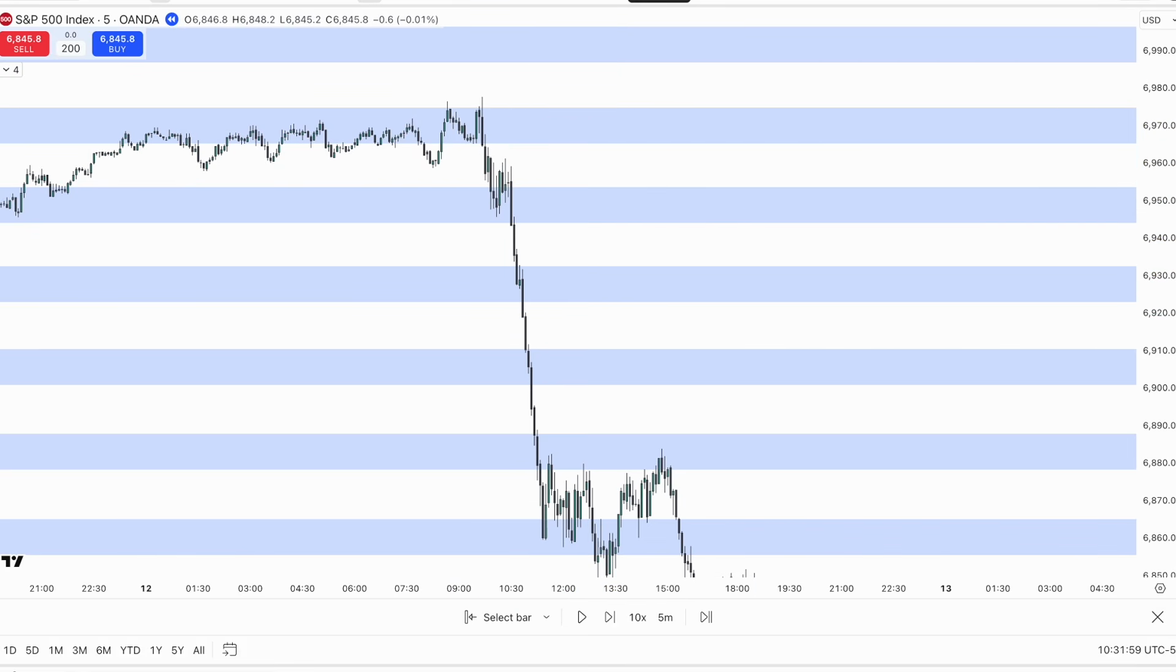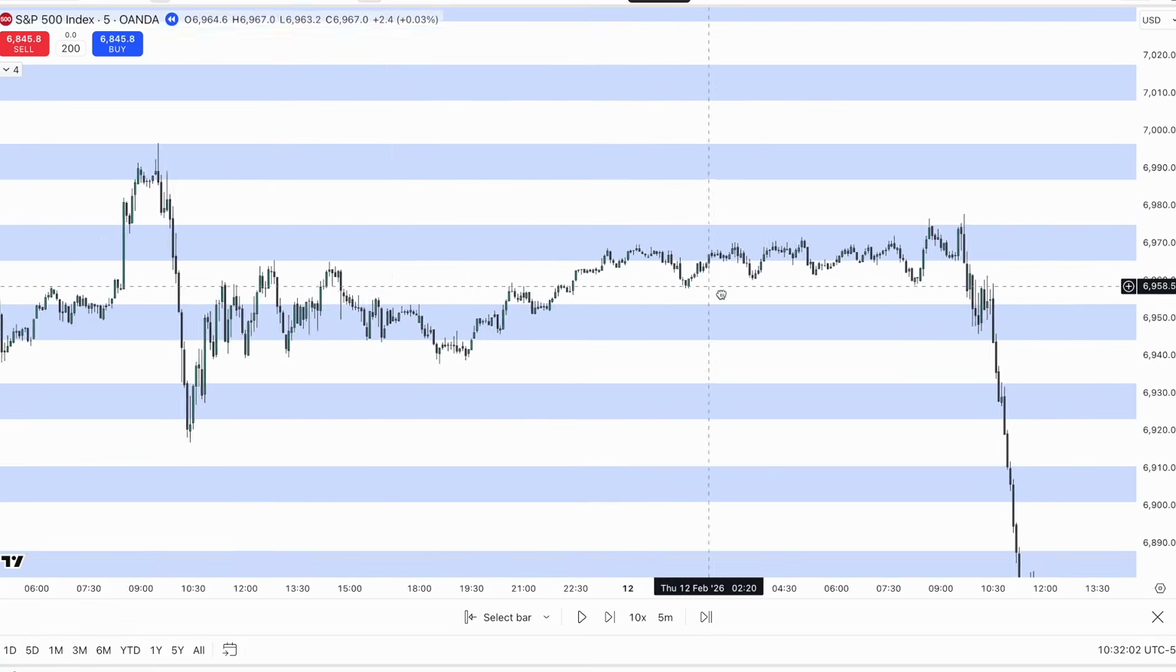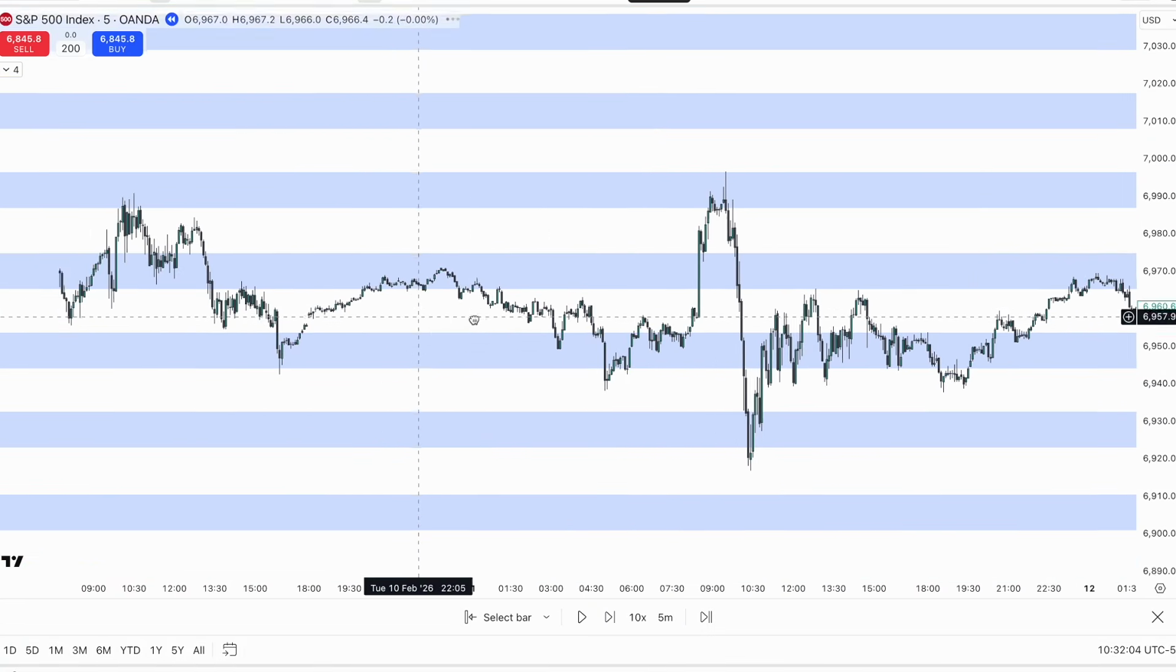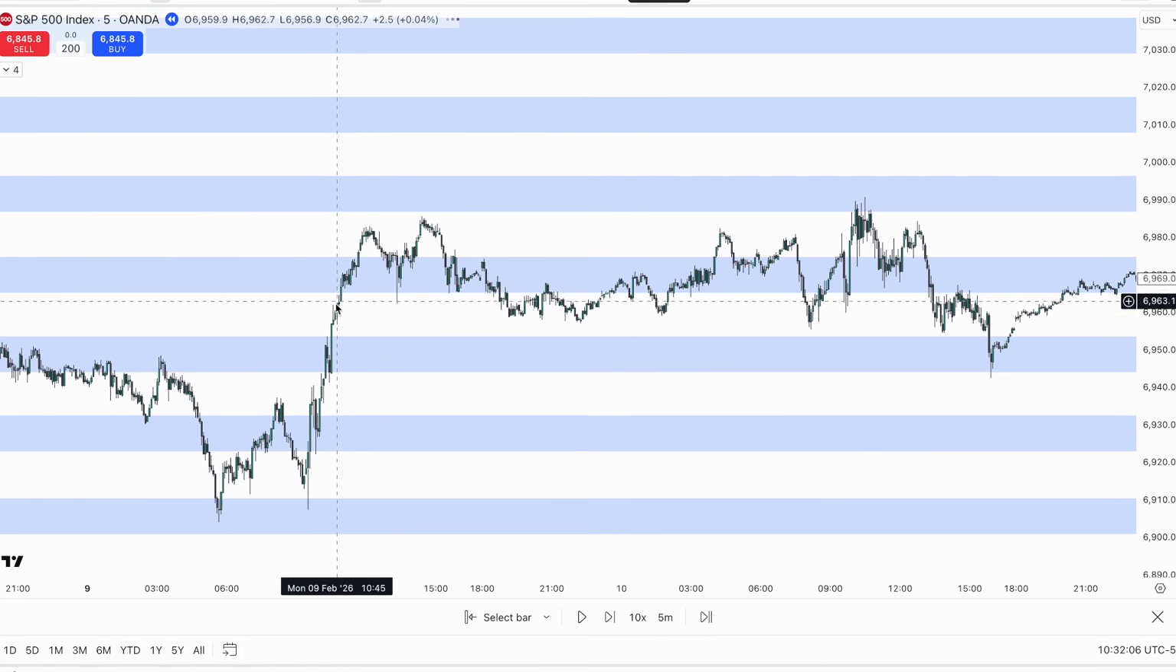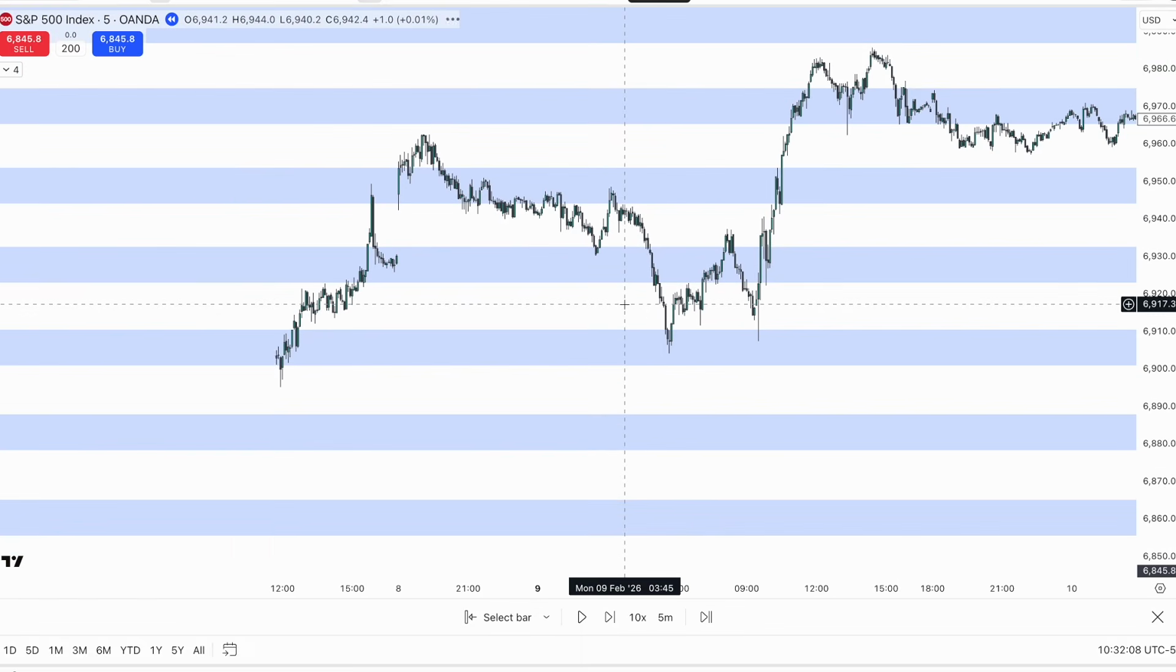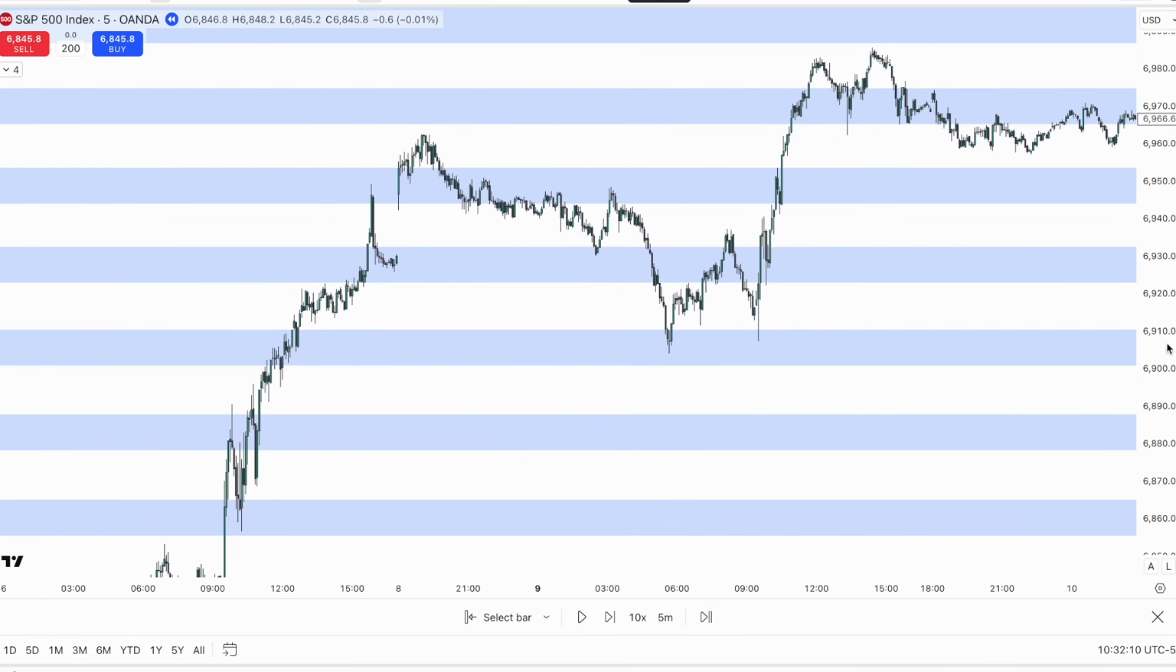This is why these zones are permanent. I marked these levels once, and they've been working for years. Same chart, same zones, and same reactions. That's the power of institutional supply and demand zones. Mark them once, then trade them forever.